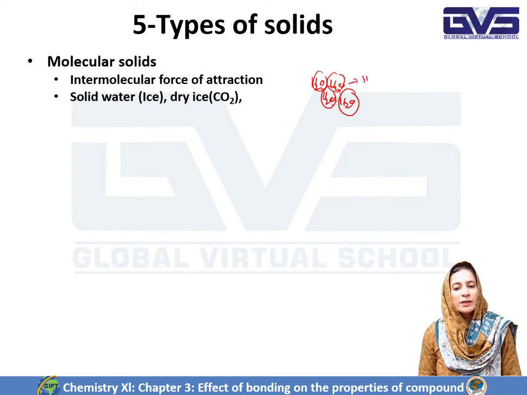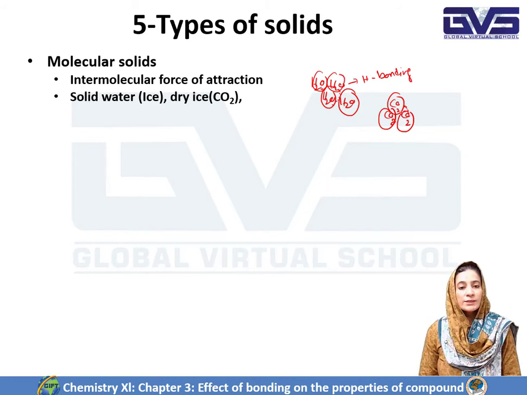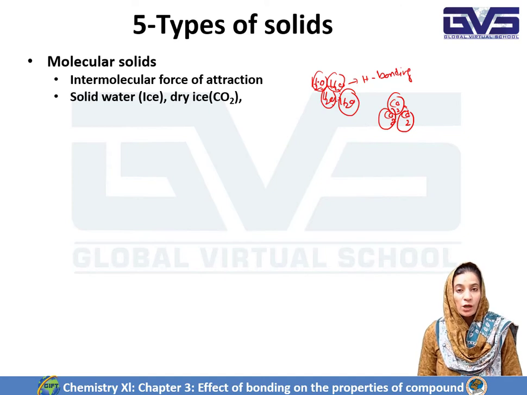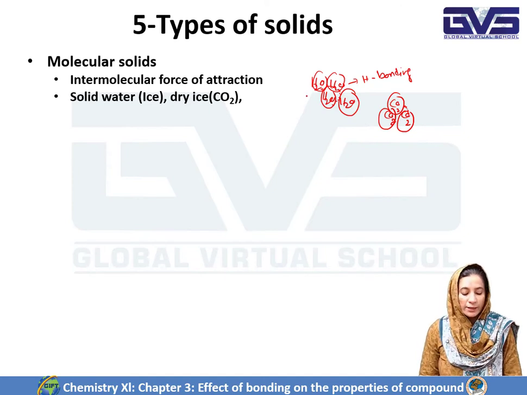So hydrogen bonding is an intermolecular force of attraction. Similarly, dry ice consists of carbon dioxide. So in dry ice there are carbon dioxide molecules, a lot of carbon dioxide molecules. They are held together by dipole forces. That is also an intermolecular force. And so this is a molecular solid, the solid which consists of a lot of molecules.